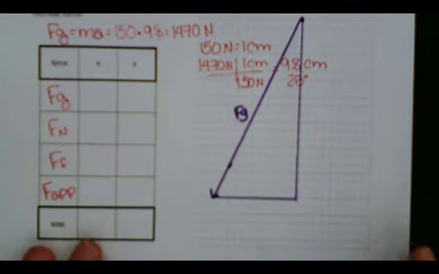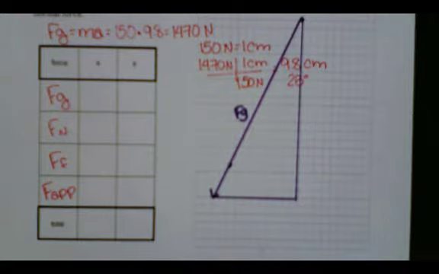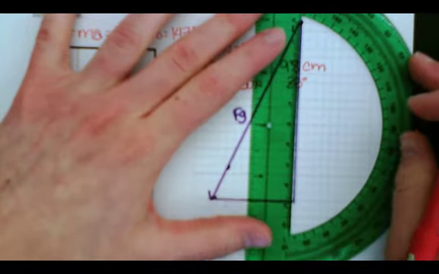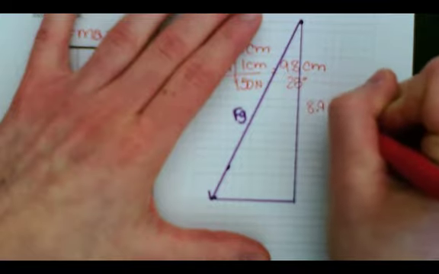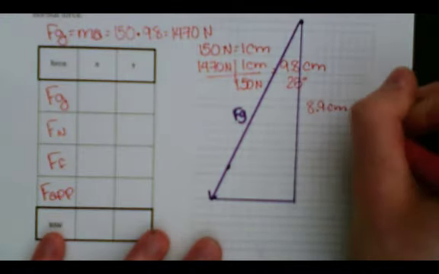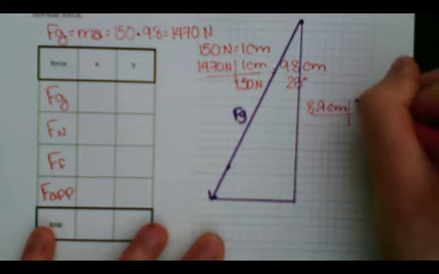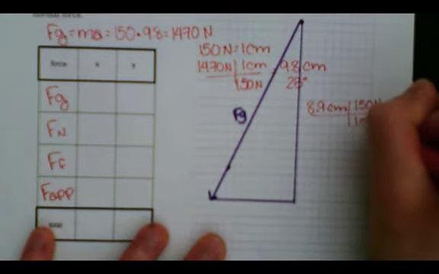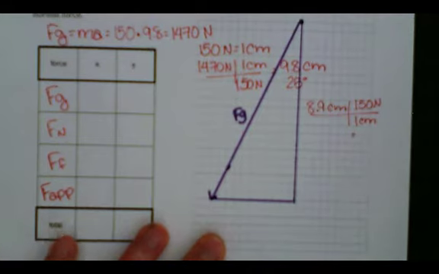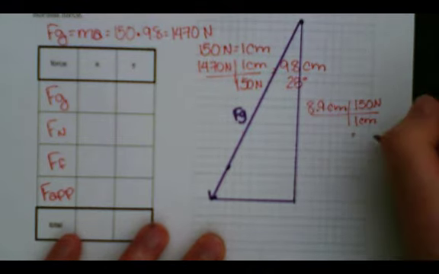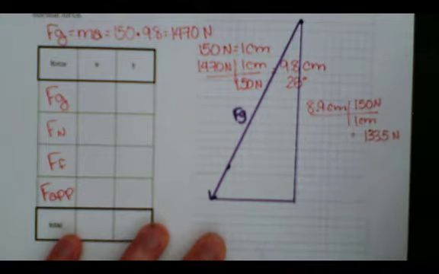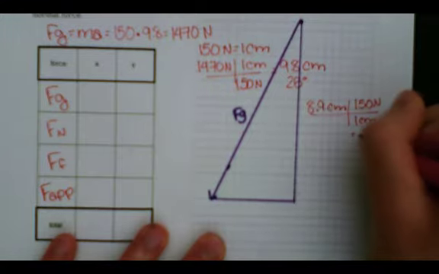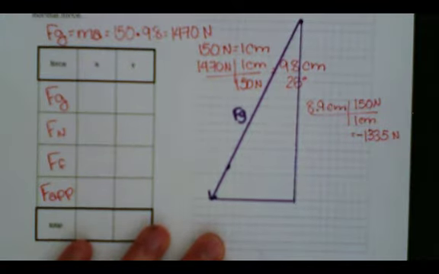Let's begin by calculating those now. Let's begin with the vertical component. The vertical component of my gravitational vector measures 8.9 centimeters. Using my conversion factor, that 150 newtons equals 1 centimeter, the length of my gravitational vector in my y direction is 1,335 newtons. Because it acts in the downward direction, the vertical component is negative.